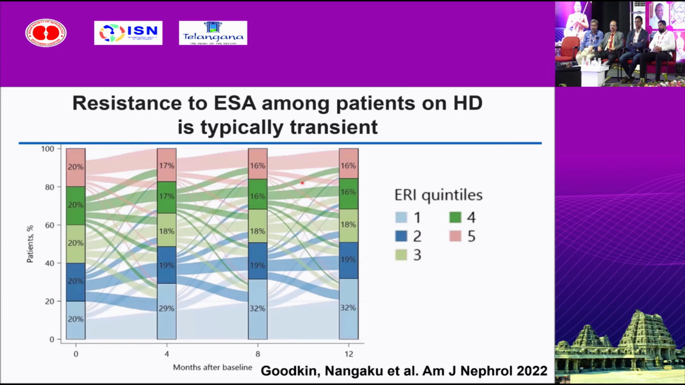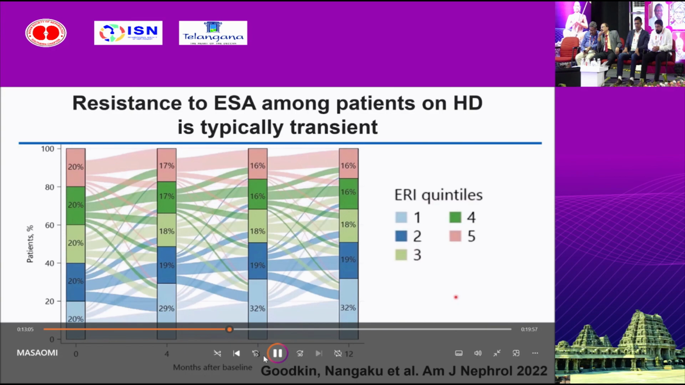It is also important to understand that ESA hyperresponsiveness is not permanent. It can be transient because ESA hyperresponsiveness is often caused by chronic inflammation. If inflammation improves, ESA hyperresponsiveness can also improve. This is the analysis of the DOPPS study, and we showed that the patients moved around among the different categories of ESA hyperresponsiveness. So if we can find a cause of chronic inflammation in patients with ESA hyperresponsiveness, we have to remove that cause.